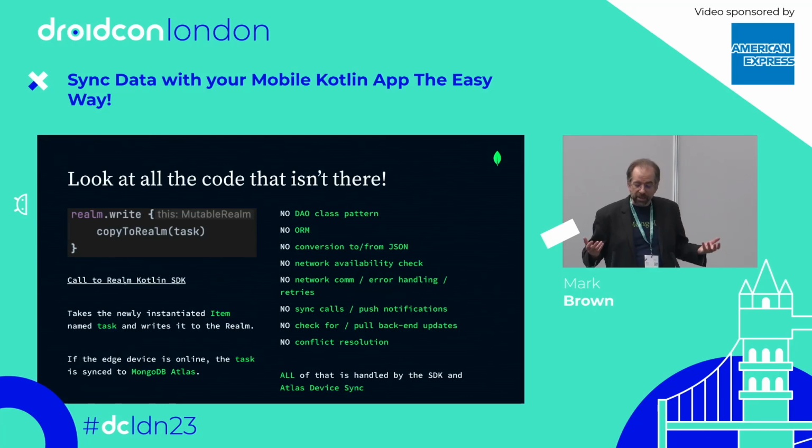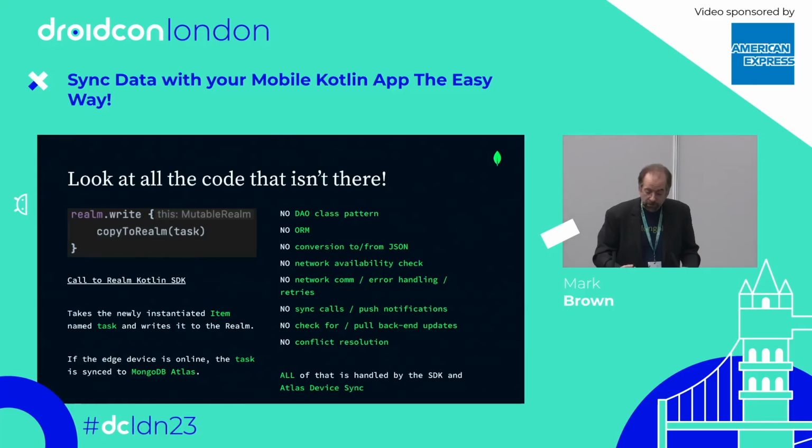If the edge device is online, then the task is synced to MongoDB Atlas. If it isn't online, no problem. The SDK takes care of syncing it whenever the network connection becomes available. So it's very easy to work with objects, right? There's no DAO class pattern, there's no ORM library, there's no conversion to JSON or back and forth like that.